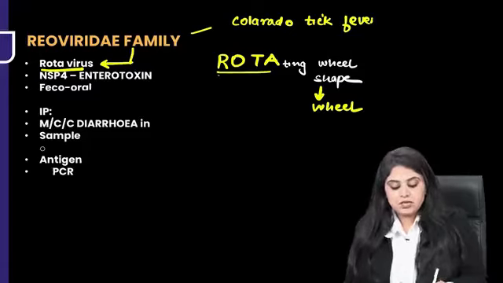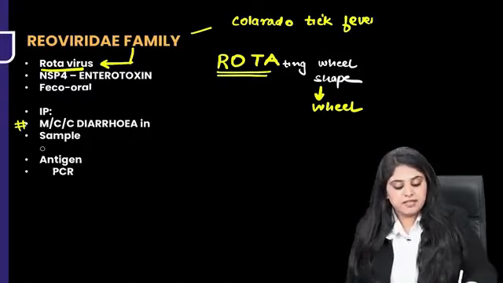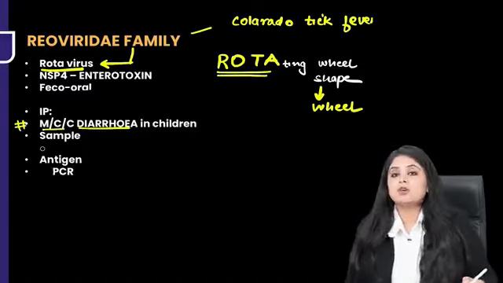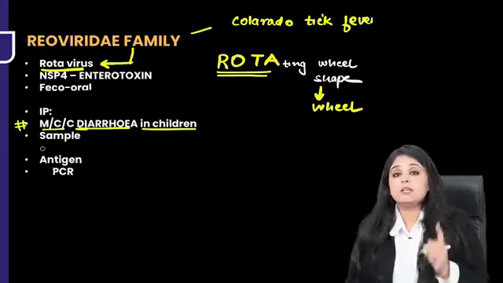And why did I say rota? Because there is a rota hua bachcha. Why rota hua bachcha? Because that kid is having diarrhea. This is the most common cause of diarrhea in children. So it is a rota hua bachcha. Diarrhea hoga. Rota hua bachcha mein diarrhea hoga.